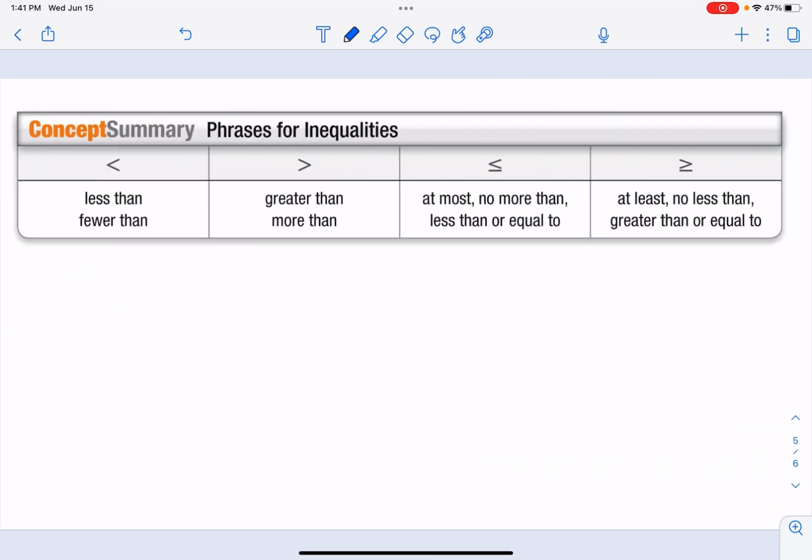Okay, so phrases for inequalities: less than, fewer; greater than, more. These are all things you want to have in your notes. And then with the equal to sign: at most, no more than, less than or equal to. At least, for a greater than sign: at least, no less than, greater than or equal to.